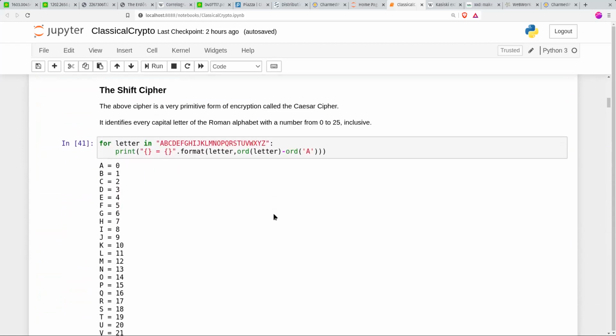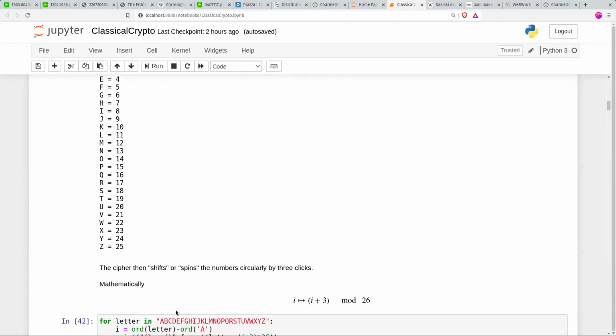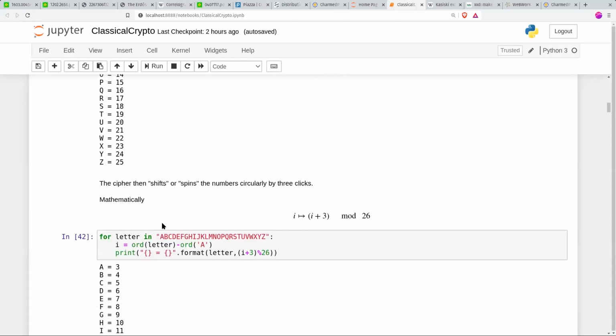So the way all these old classical crypto things work is you identify each Roman letter with a number. So there are 26 Roman letters. So you get numbers in the range from 0 to 25. And what the Caesar cipher does is it just shifts everything forward by 3.